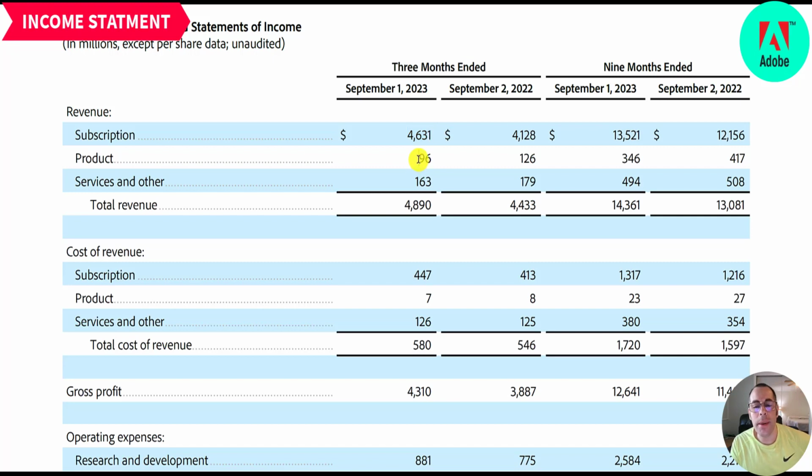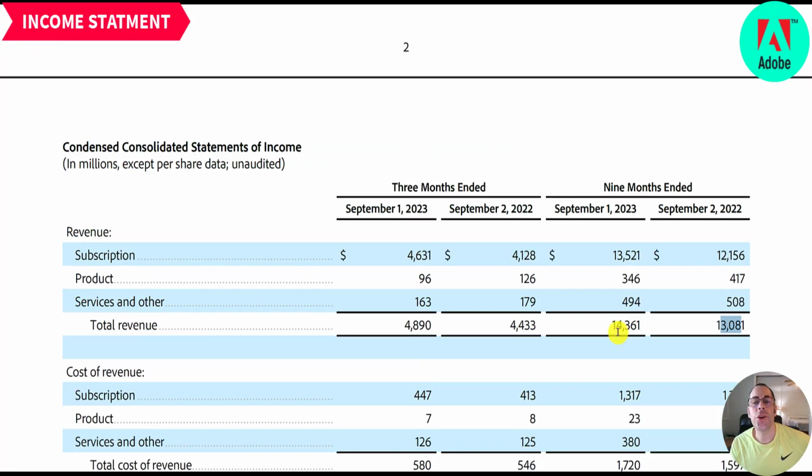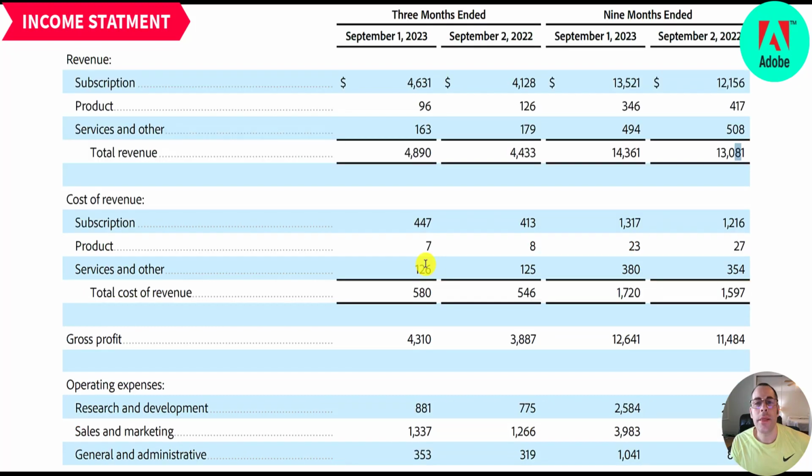They also have a small amount of product revenue, $96 million, services, $160 million. For the trailing 9 months, their revenue is up $14.4 billion compared to 2022 at $13 billion. They do have expenses tied to generating the revenue. Their cost of revenue is only $580 million. They have great margins. That's why software companies are so good to invest in. They're really scalable and profitable.